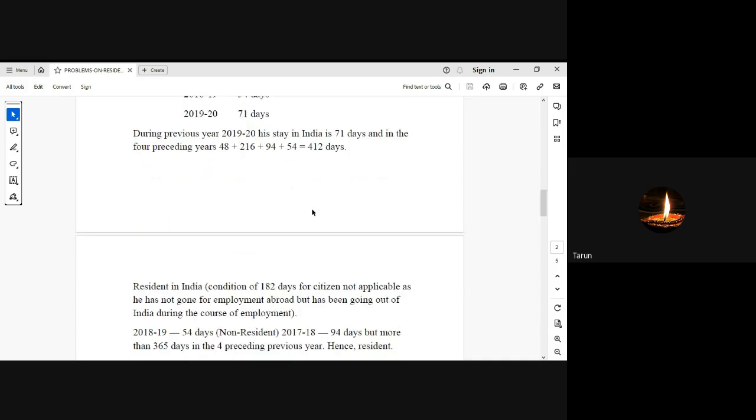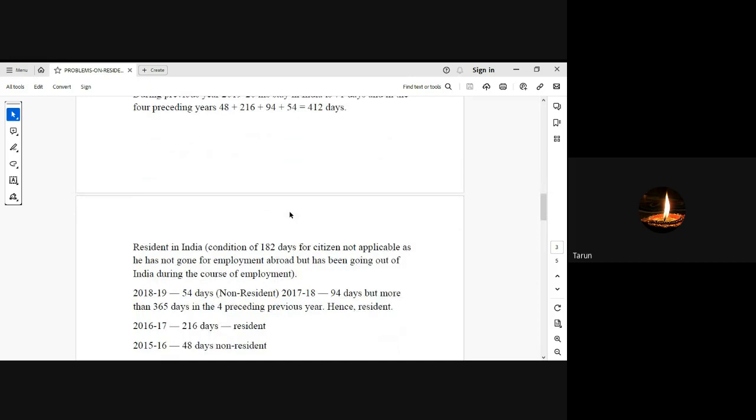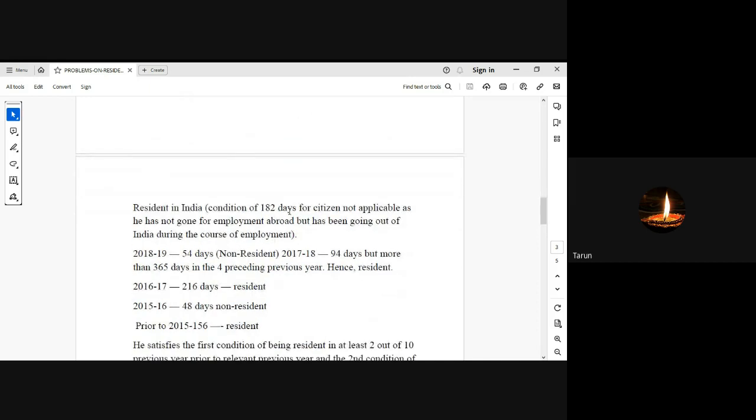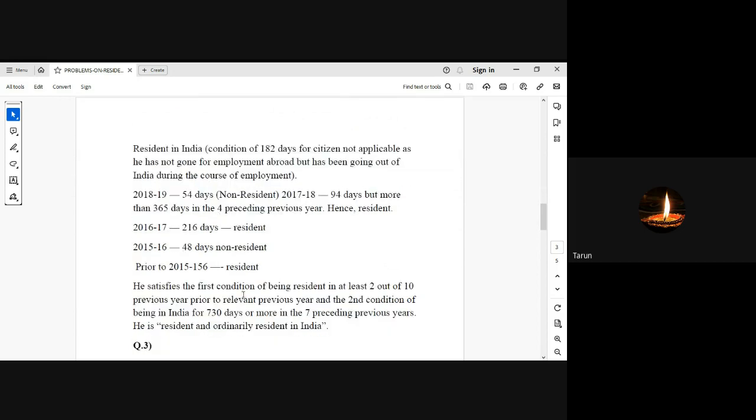Now we come to ordinary resident and not ordinary resident. This is the exact scenario. If you've gone through these answers, you can easily understand. So what would be the answer here? He satisfied the first condition, that he was resident in at least 2 out of 10 previous years prior to the relevant previous year, and the second condition of being in India for 730 days or more in the 7 preceding years. That means he's a resident and ordinarily resident of India.